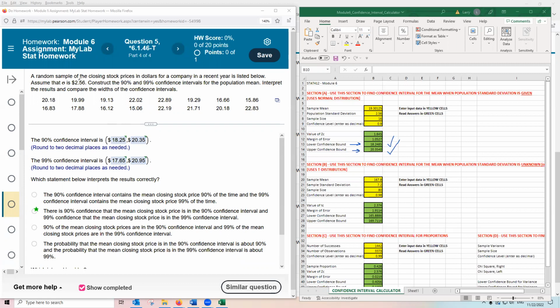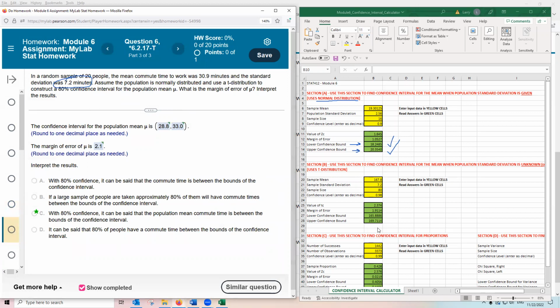All right, so again, it was important to know here that the population standard deviation was given. When that happens, by the way, we're using the normal distribution behind the scenes to calculate this confidence interval. All right, let me go to another example.